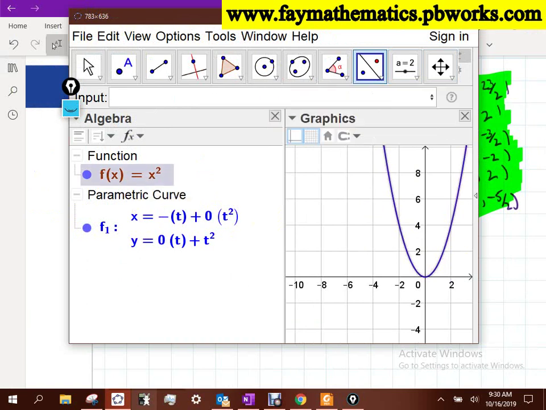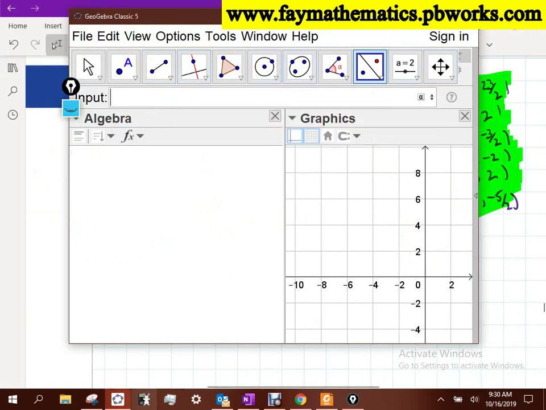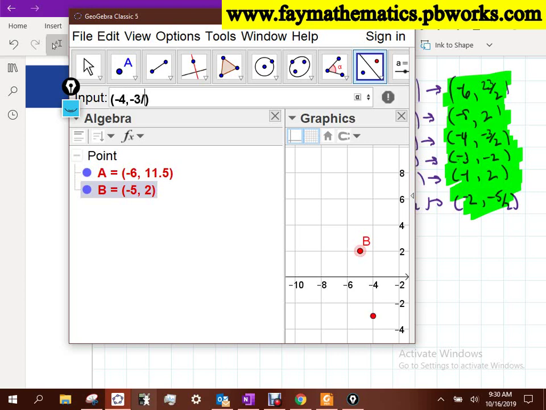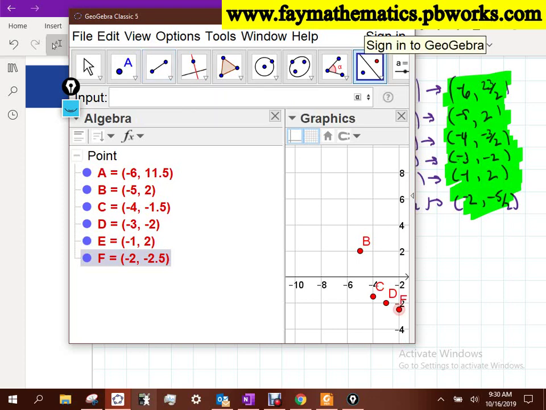When we graph this, let's just start with typing in these ordered pairs. So I'll go -6, comma, 23 halves, -5, 2, -4, -3 halves, -3, -2, -1, 2, and -2, -5 halves. Okay.